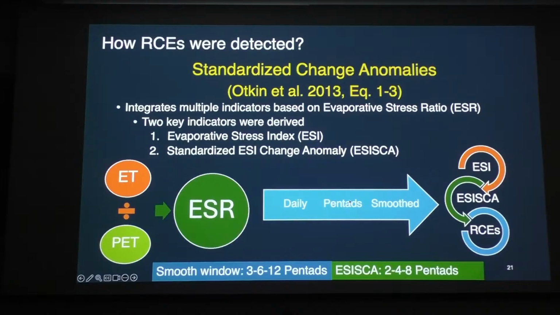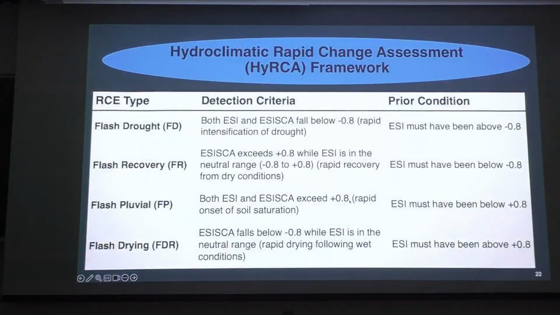And this method was introduced by Jason in 2013. He introduced it, and people have never used it. In his paper in 2018, he did something with soil moisture percentile, and then he commented that this methodology can be used even for standardized change anomalies. So when I came here, he said, okay, let's use this other methodology.